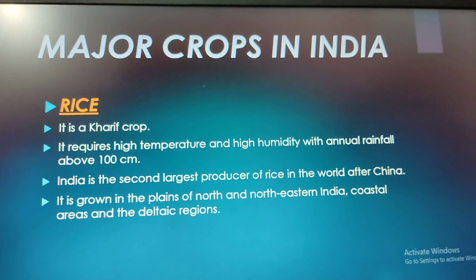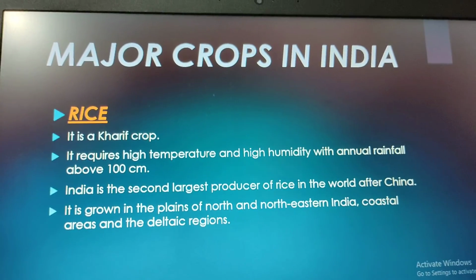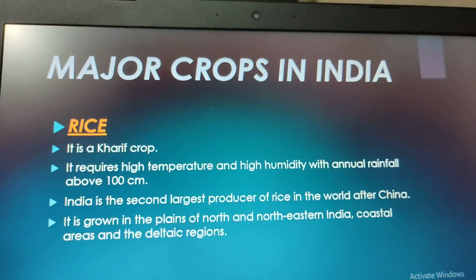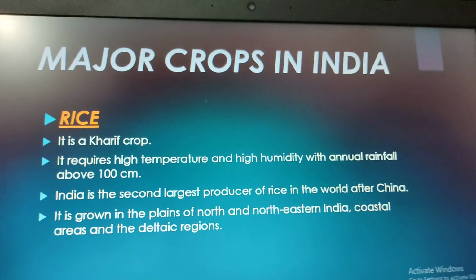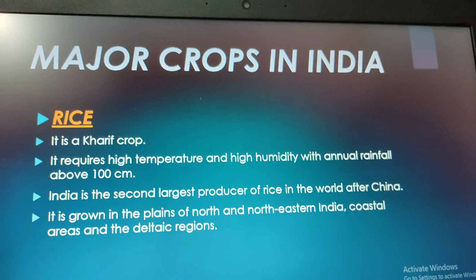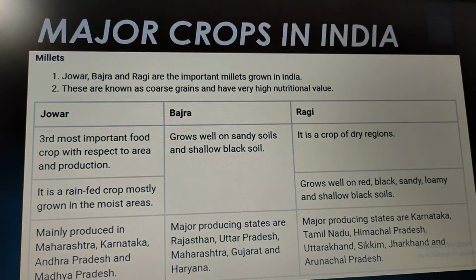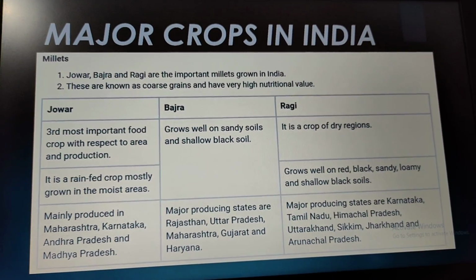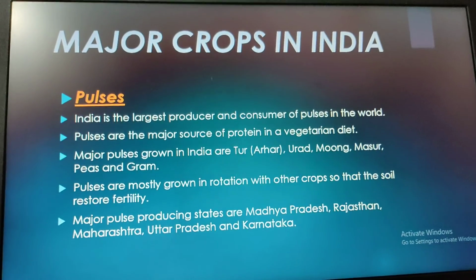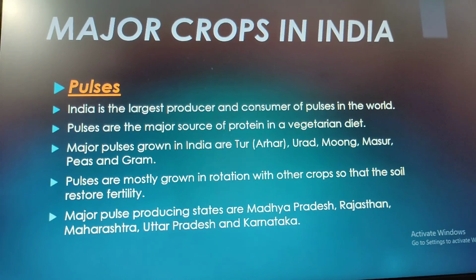We have also discussed major crops in detail, right? What kind of crop it is, in which season it is grown, what temperature is required, what amount of rainfall is required, in what quantity are they produced, and in which states are they produced, right? We have studied about rice, we have studied about wheat, then comes your millets, maize, and pulses.